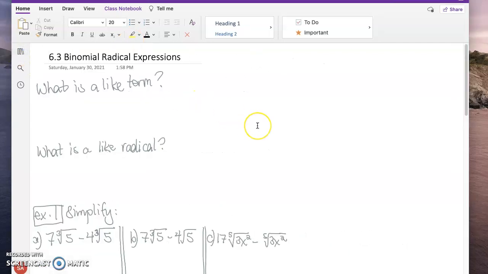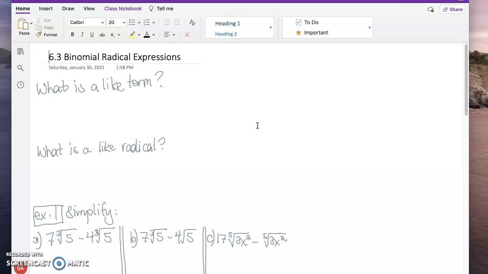All right, 6.3, binomial radical expressions. So we're going to be doing some arithmetic with radicals, and then we're going to jump into the binomial, two-term part. So first, what is a like term? This goes back to Algebra 1, or even pre-algebra, to be honest.